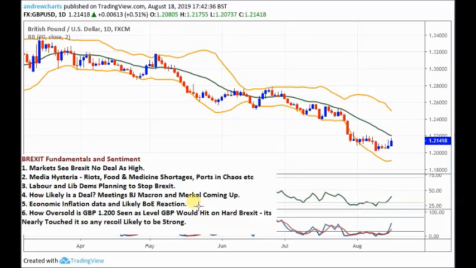And Merkel's mate, I can't remember her name now, has actually replaced Jean-Claude Juncker, hasn't she? So I think German pressure will come to bear.